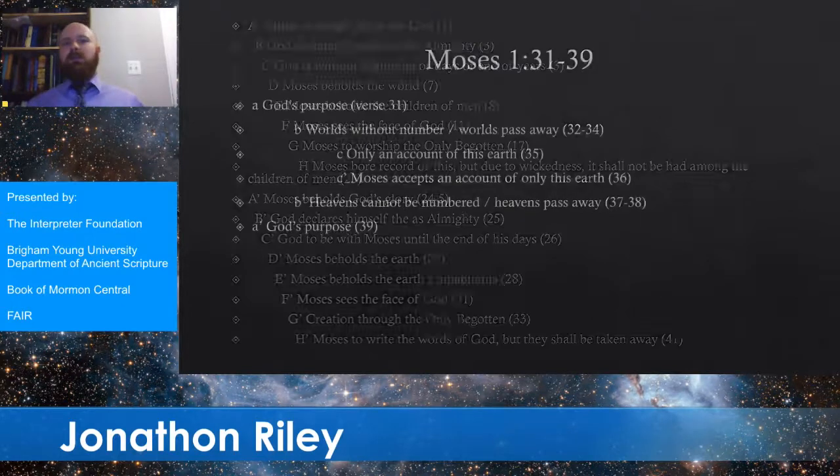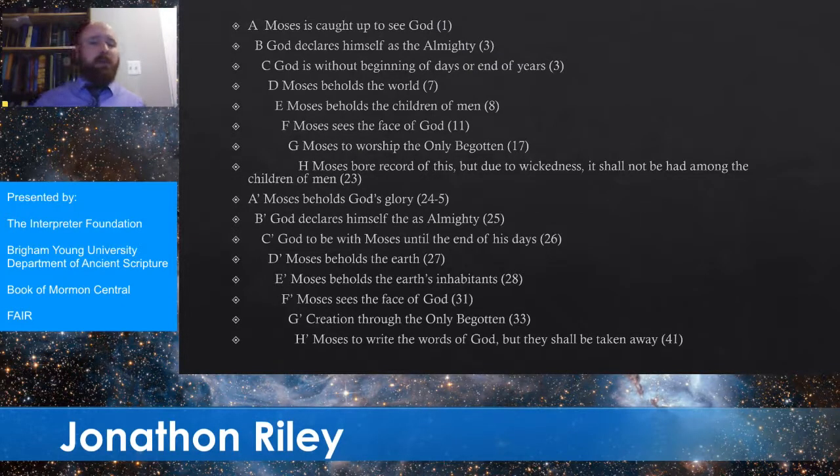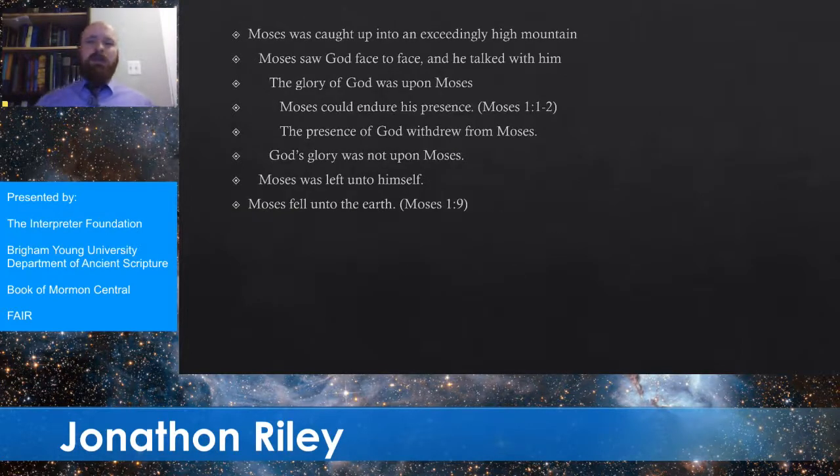However, chiasms like this are not the only kind of parallelisms in the Book of Moses. Moses 1:1 through 41 is another interesting possible example of a large parallelism in the text. Another parallelism is found near the beginning of the chapter, setting off Moses' first encounter with God.